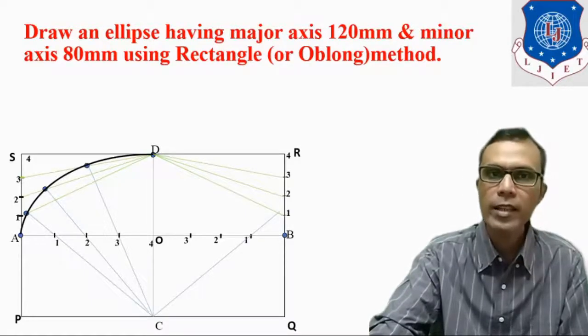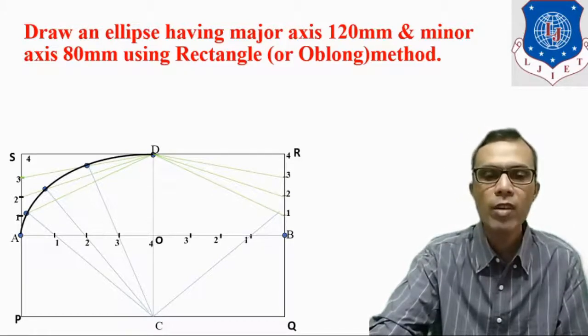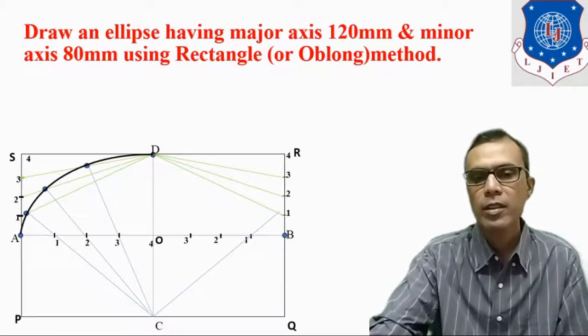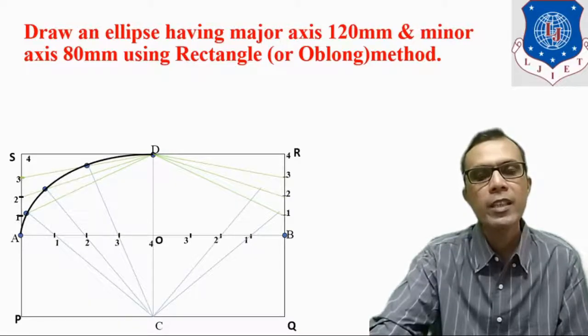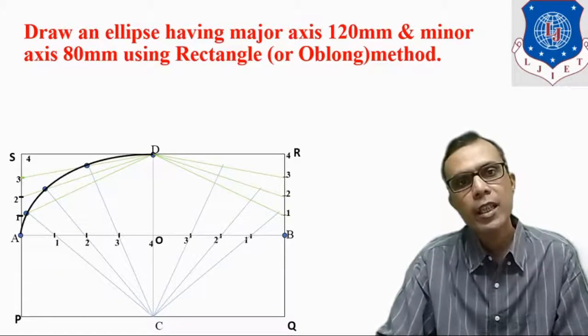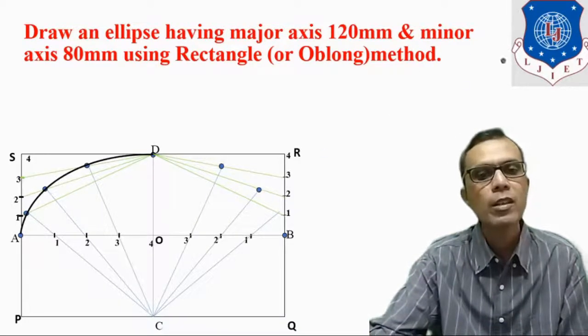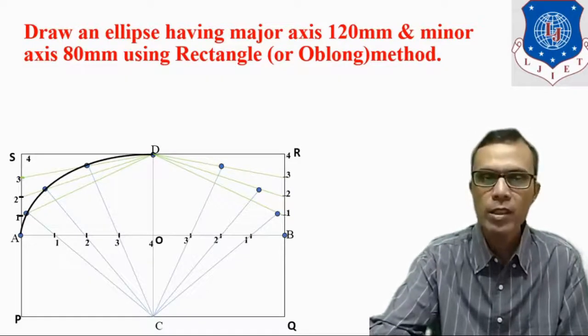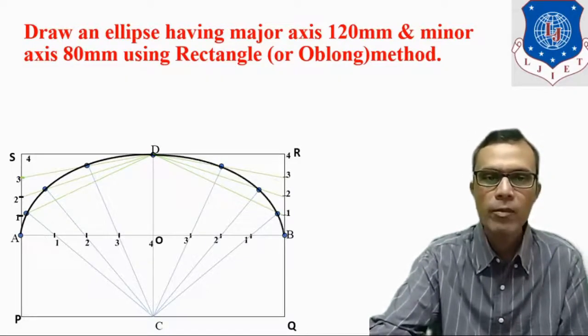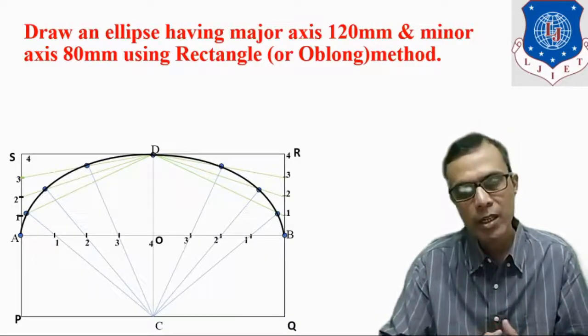Then again consider point C of the minor axis. Join it with 1, 2 and 3 of segment OB and extend them in the same direction till we get the intersecting points with the respective lines. Mark all these intersecting points, which are also required points of the ellipse, and join them with a smooth freehand curve. So half part of the ellipse is completed.